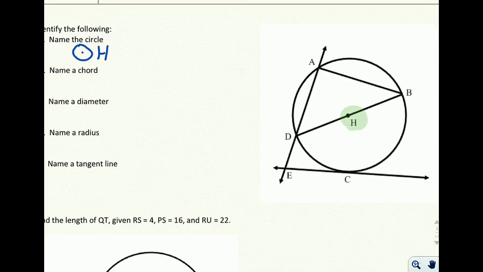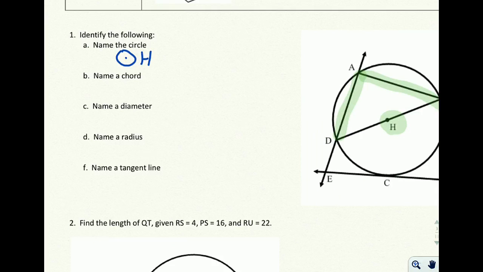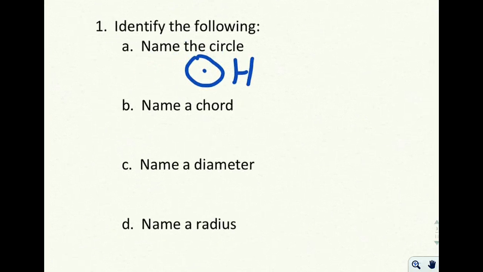Name a chord. A chord is a line segment that goes between two edges of the circle. It's inside the circle. So we could draw AB or DA here. AB or DA would work. So I'm going to do DA. So line segment DA.